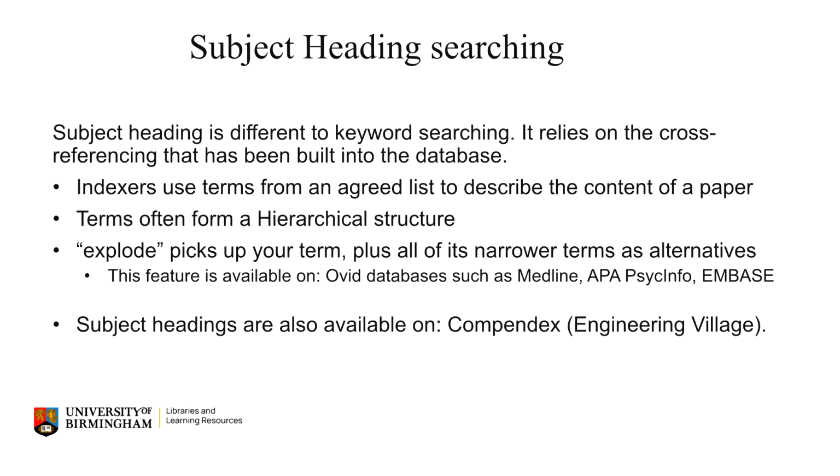Subject heading searching is different to keyword searching. It relies on cross-referencing that has been built into the database, rather than tools to pick up variations on your terms. This is possible because indexers use terms from an agreed list to describe or tag the papers added to the database. If you can find a subject heading on your concept and search against that, you will pick up all of the papers in the database that have that subject heading assigned to it.